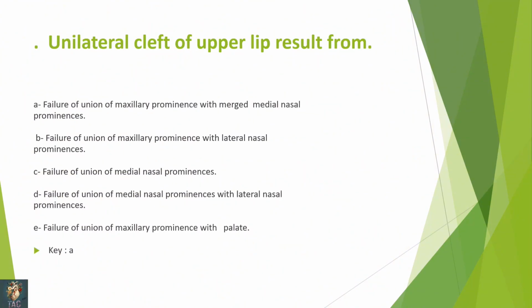Another MCQ: unilateral cleft of upper lip results from. So this is cleft of the upper lip. Failure of union of maxillary prominence with merged medial nasal prominence. Yes. Failure of union of maxillary prominence with lateral nasal prominence does not lead to unilateral cleft lip. The failure of union of medial nasal prominence, when they do not meet, will lead to the cleft palate. So answer A is the correct option.